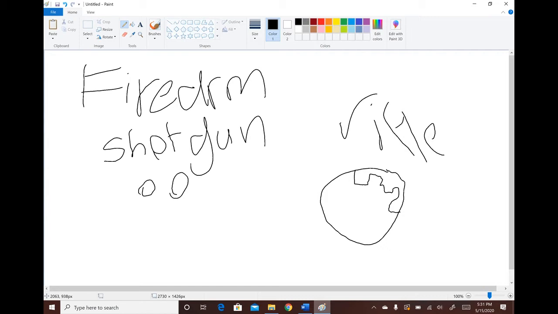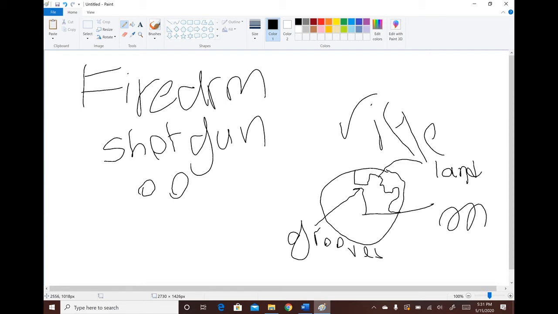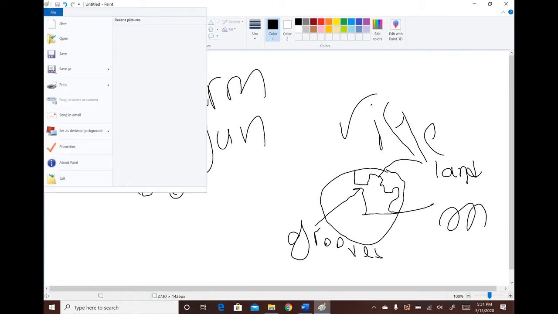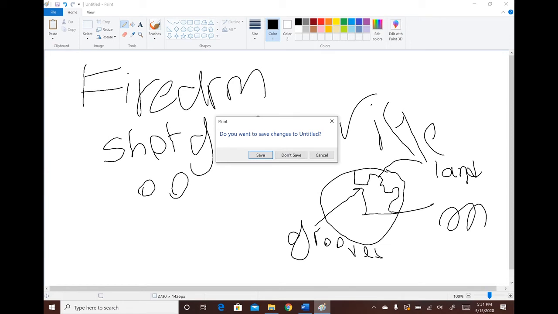So these parts are called the lands, and these parts are called the grooves. When a bullet comes through this part, it goes in a spiral motion. That is briefly the difference between smoothbore weapons and rifles.